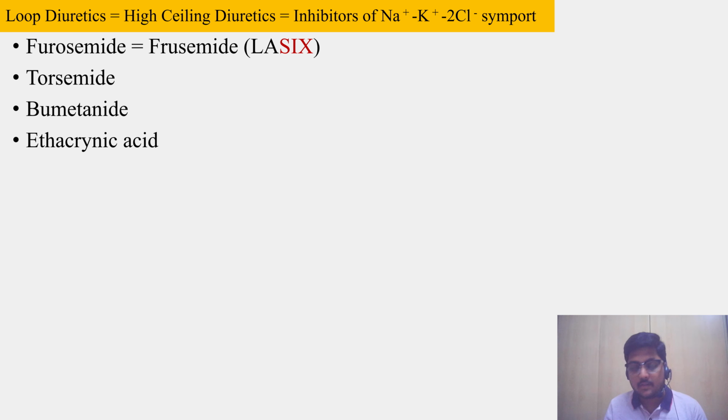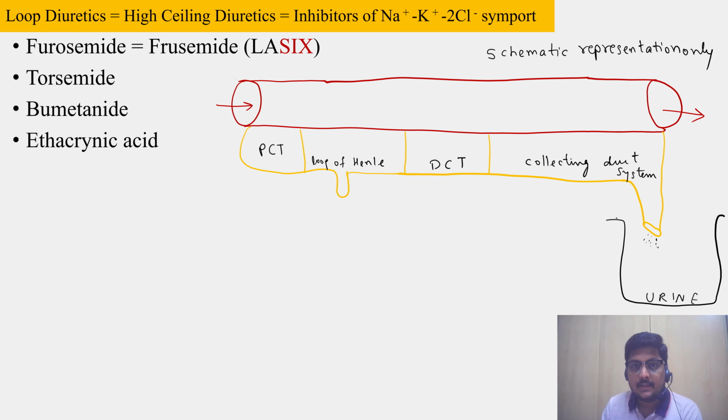Before discussing these things, let us draw the normal kidney structure in a schematic way. Not for theory exam purposes, only for our understanding. This is the schematic diagram and we can see the loop of Henle here, right? So the drugs which act in the loop of Henle, we call them loop diuretics.